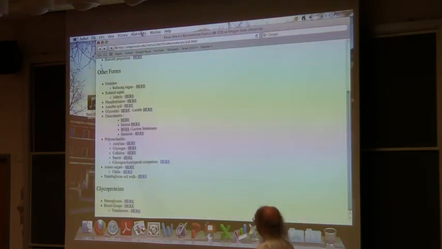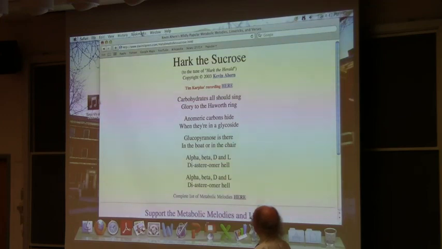Okay. I have a song to explain things. So let me go through that, and then we'll call it a day. The song is very easy to sing. It's very short, too. It's called The Heart to Sucrose.